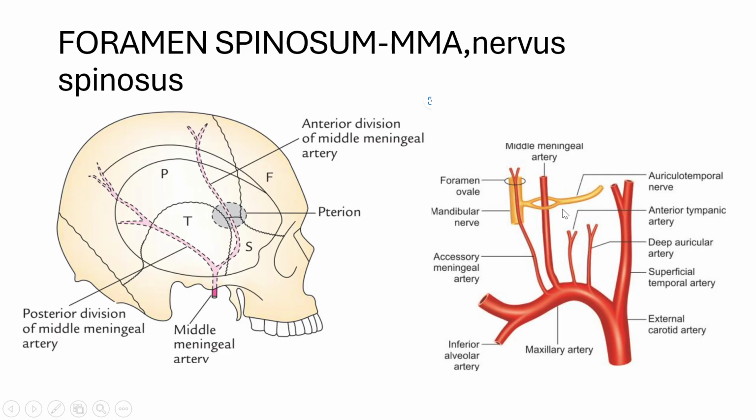So these few relations are very commonly asked here, but the most important is what passes through the foramen spinosum: the middle meningeal artery and the nervus spinosus. Okay, so the nervus spinosus is a branch of the mandibular nerve.